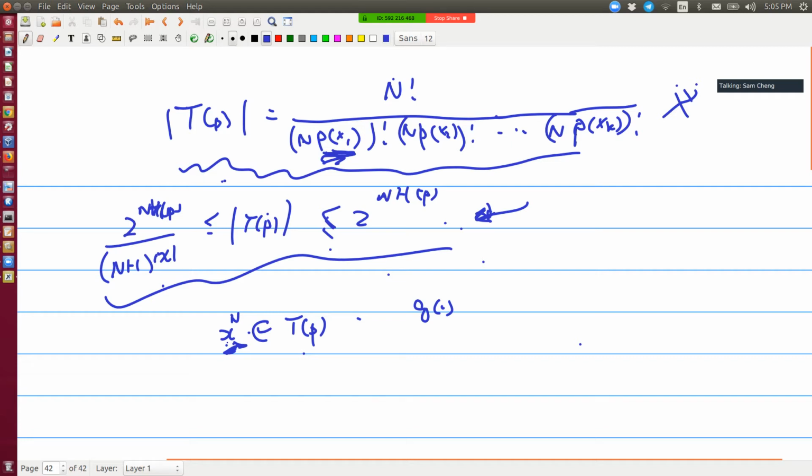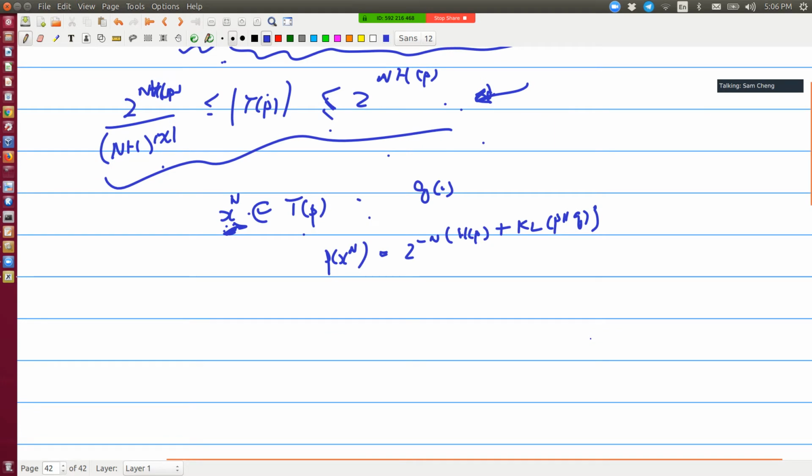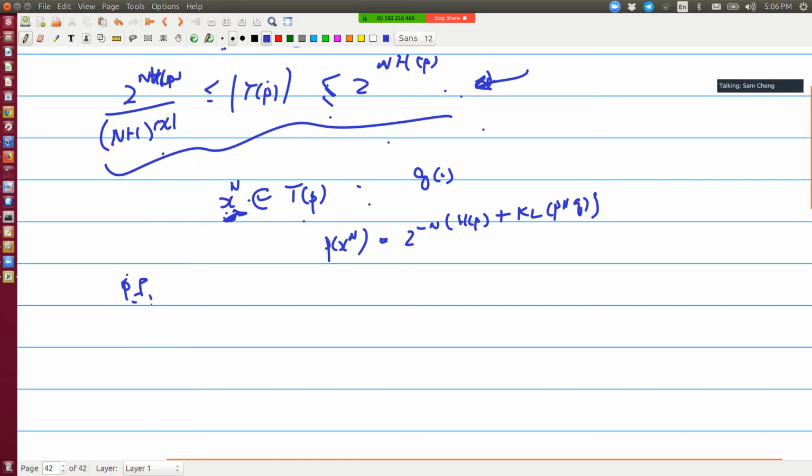And basically the probability of this sequence, this P(x^n), will be just equal to 2^(-n H(P)). We saw that earlier, right? But we only showed it for a special case. So let's show this for a more general case.